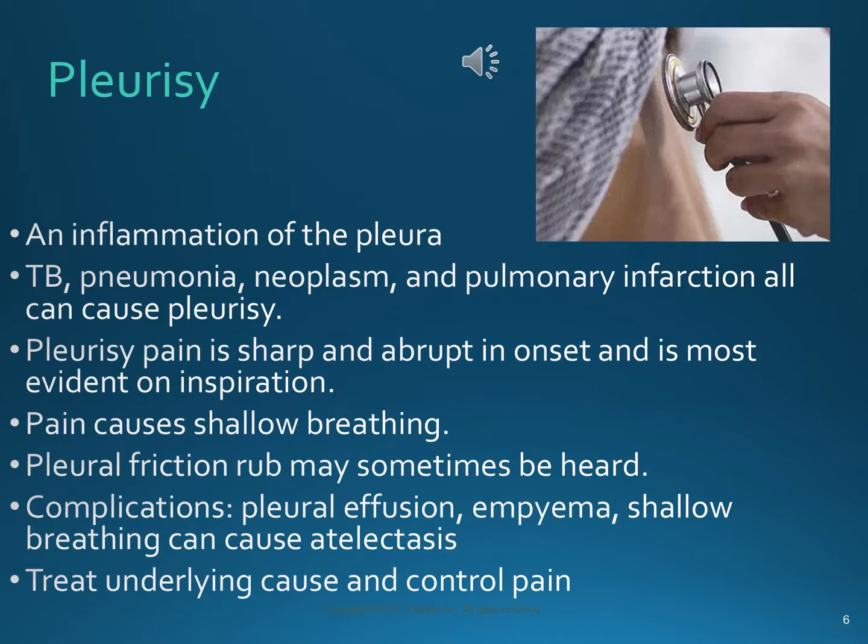Times when you may get pleurisy include TB, pneumonia, neoplasm, which is lung cancer, and a pulmonary infarction, which is when you have the death of lung tissue. Most frequently, you'll see this during pneumonia. Again, it's a sharp, abrupt pain and is most evident on expiration. And because it's so painful to breathe in, you get shallow breathing.